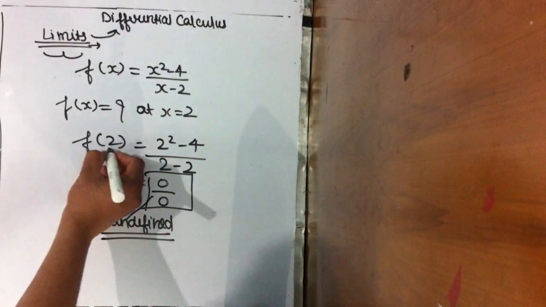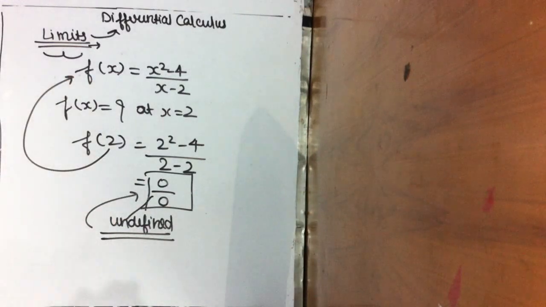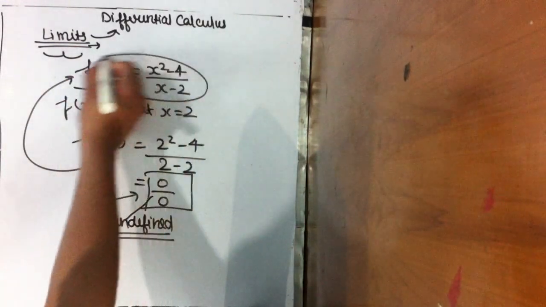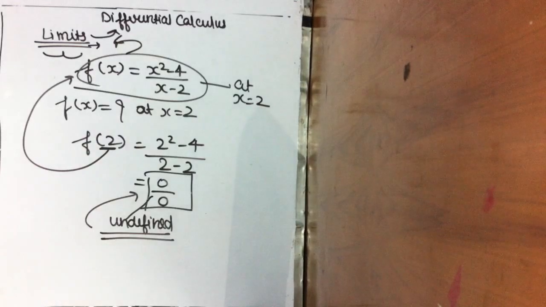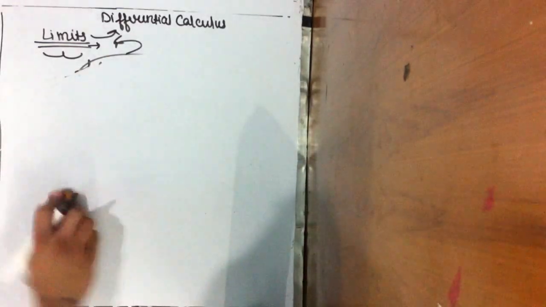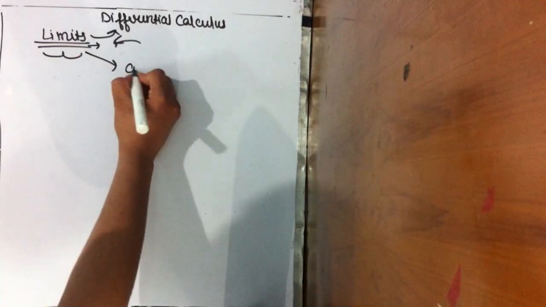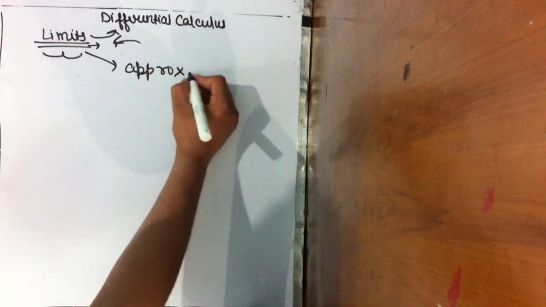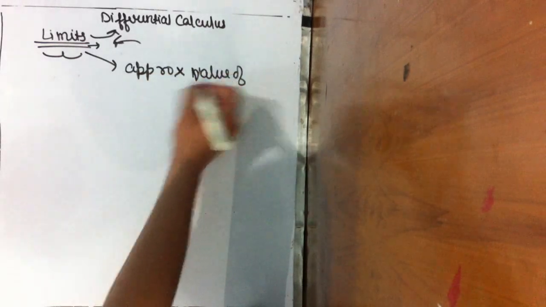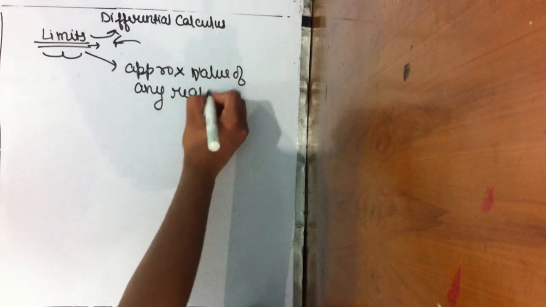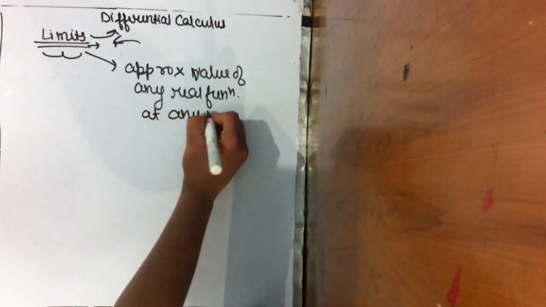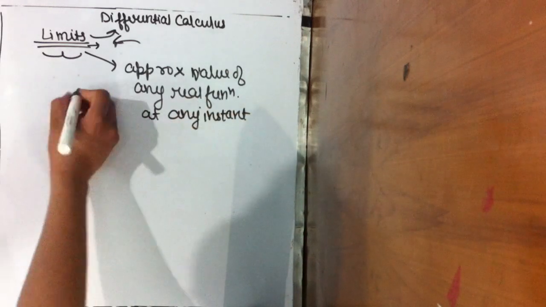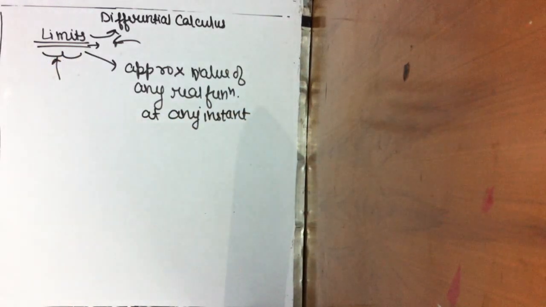Therefore, there is a need to evaluate the limit of this function. That is, in order to find the approximate value of this particular function at x equal to 2, there is a need to apply a limit over there. Now, that is why limits exist. Now what do you mean by limit? Limit is used to find the approximate value of any real function at any instant. At any value, we can find the limit of a particular function.